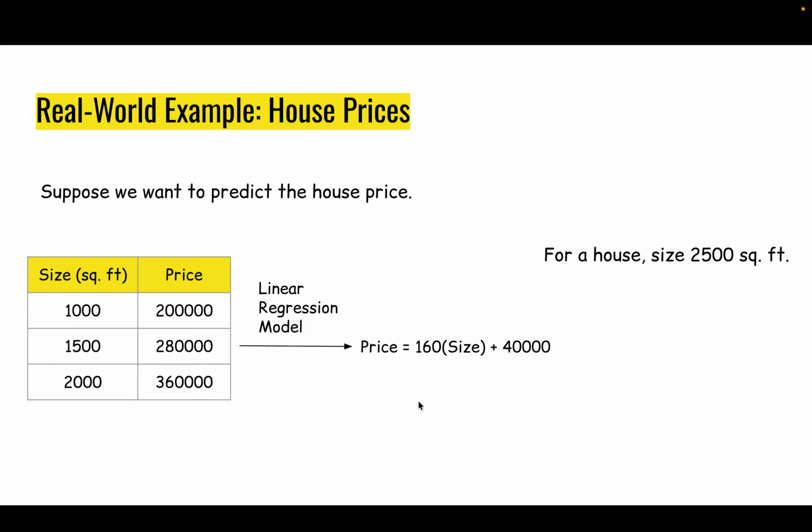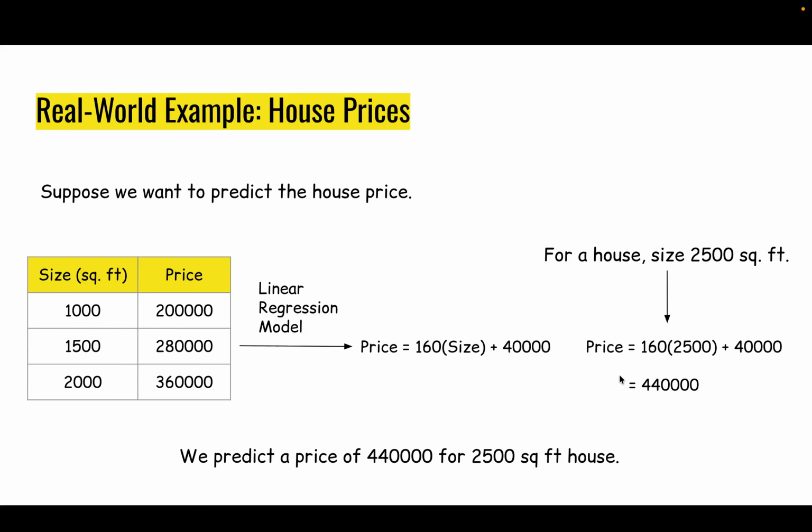Now consider we have a new house whose size is 2500 square feet. You take this linear equation, apply it, and you get a price of 440k. So basically, we predict a price of 440k for 2500 square feet.